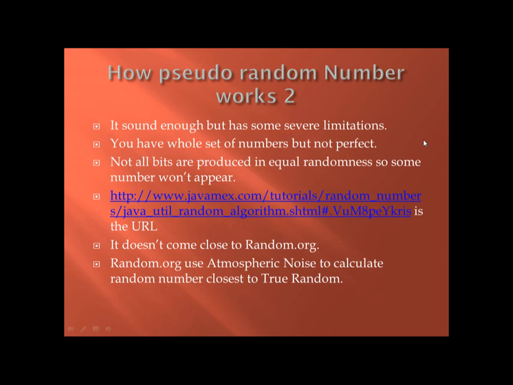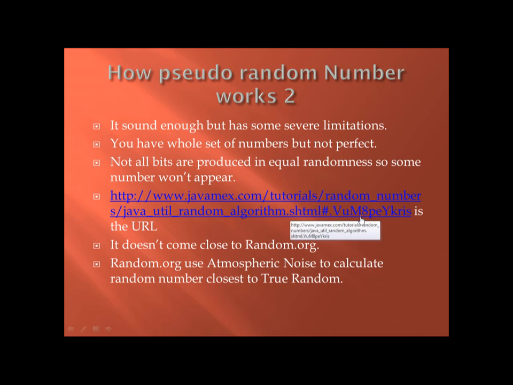Now, does it give you all the possible numbers? No, not really. It's sound enough, but it has some severe limitations, so it's nowhere near as close as true random. You have a whole set of numbers, but they are not perfect. Not all bits are produced with equal randomness, so some numbers won't appear, and some numbers can appear more than once. It can tend to be a bit unfair, but for Java, it's forgiven. For gaming, it's forgiven. Not for the lotto numbers, so don't use it for lotto.